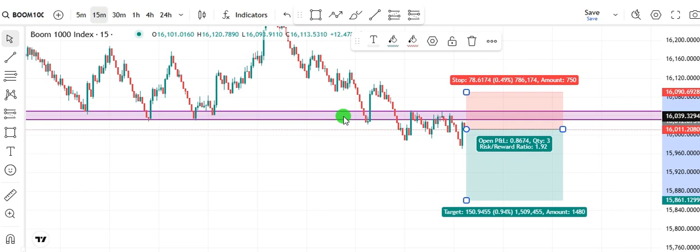Just a moment, I'm trying to place the trade. So you can just watch this to see how this actually plays out. So I'll be going short right now on Boom 1000 index.